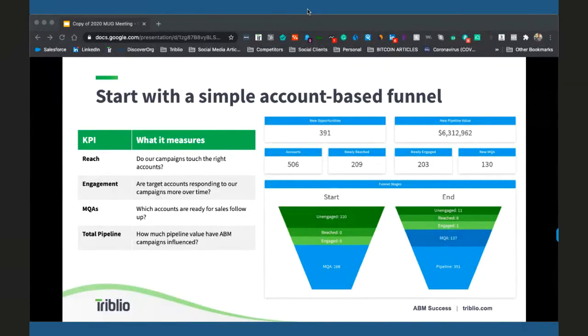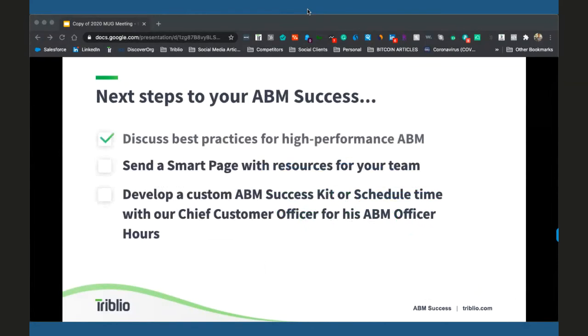And so I believe that's the last slide. So basically what we talked about today is best practices for high performing ABM. I'm going to put together a smart page, which is a Triblio customized landing page for each one of you. So, hopefully I can exchange email addresses and connect with you on LinkedIn so I can get you that data. It'll essentially be a customized landing page where you can learn a little more about us and about our customers and what they're doing. But that customized landing page, again, will be for your business only. So it'll be very customized to each one of you.